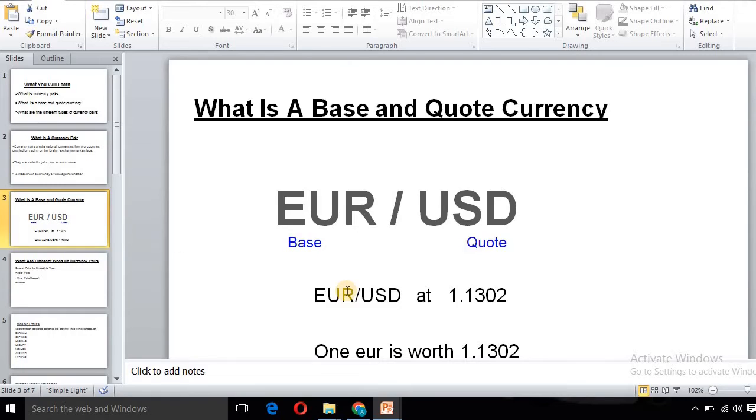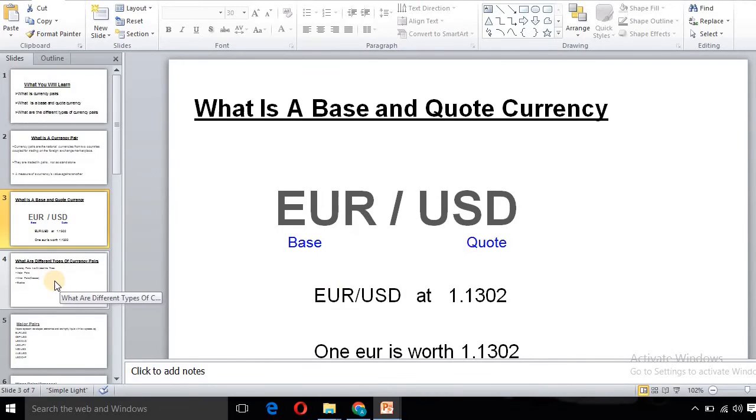That is the way to understand base and quote. Remember, I said this one is the base, while this one is the quote. When you see Euro slash USD at this price, it means that you need $1.1302 to buy 1 euro, right?